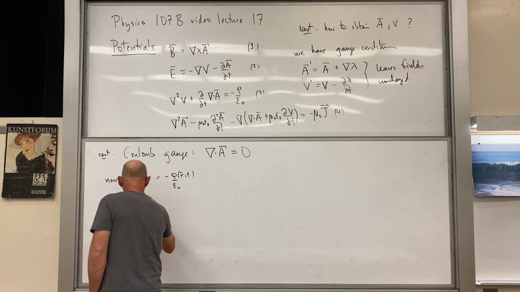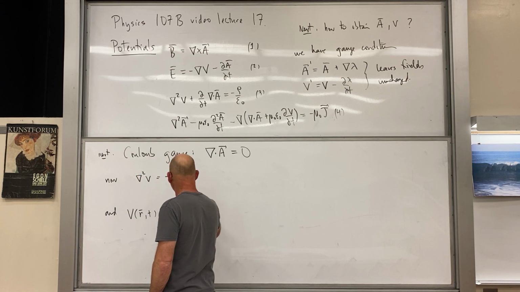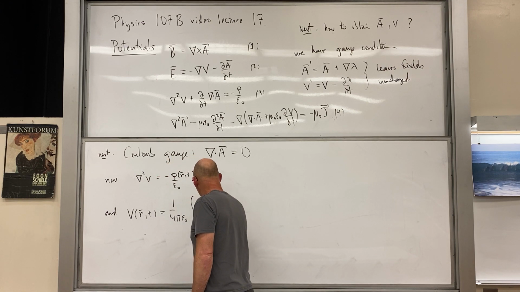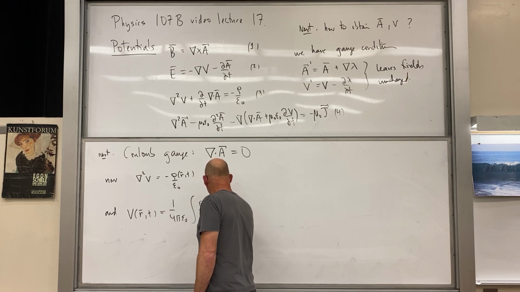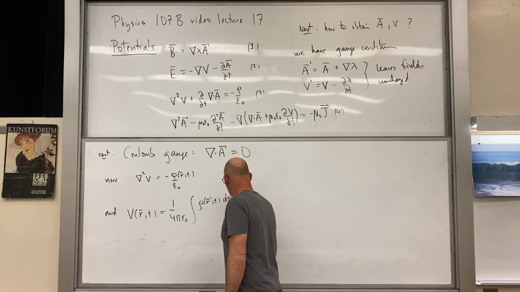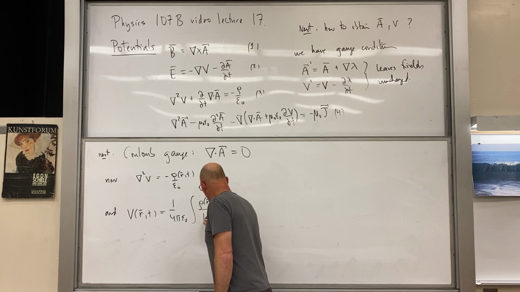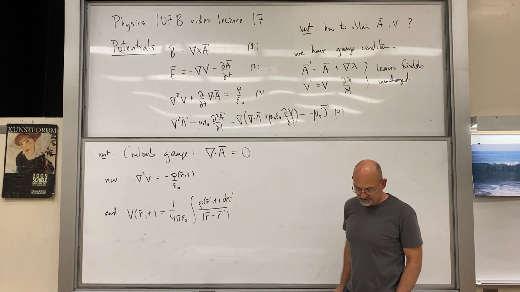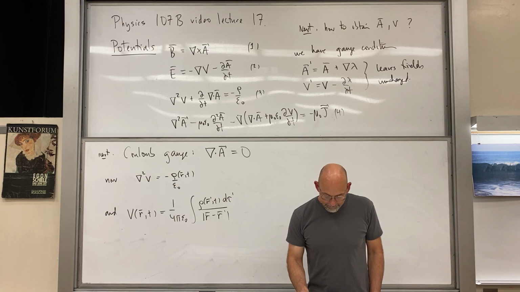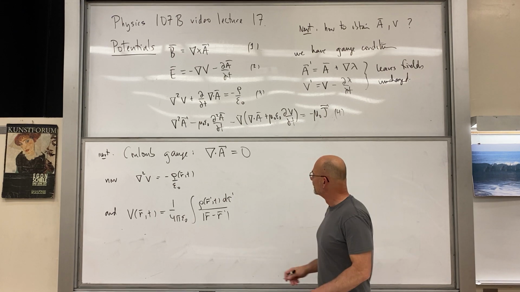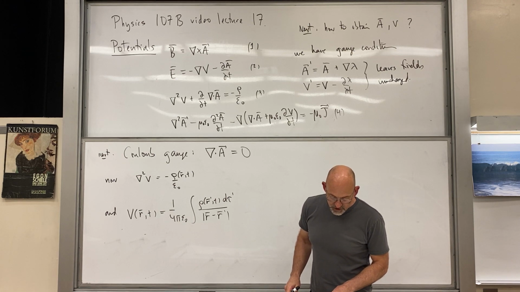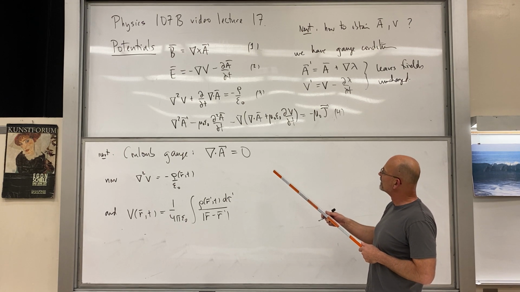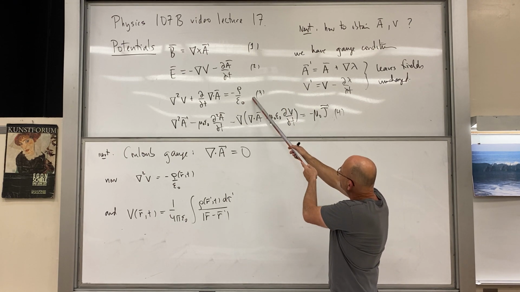And so we have V of r and t would be equal to 1 over 4 pi epsilon naught, integral of rho of r prime and t, volume element d tau prime, over the magnitude of r minus r prime. Integrate over all space. Yeah, that should do the trick, exactly. So that's what we have for our equation 3.